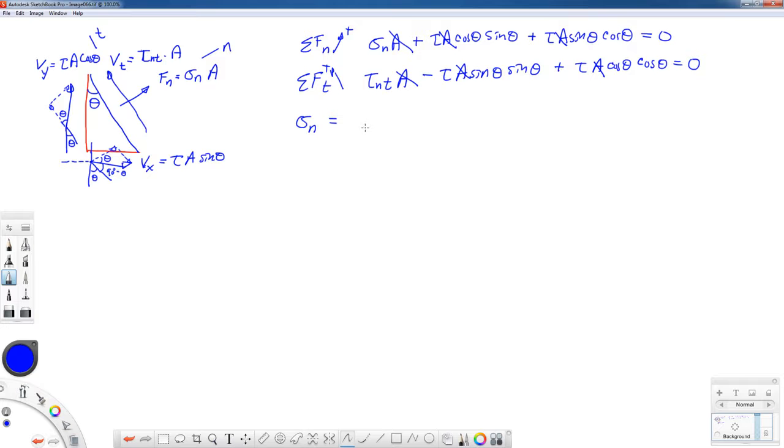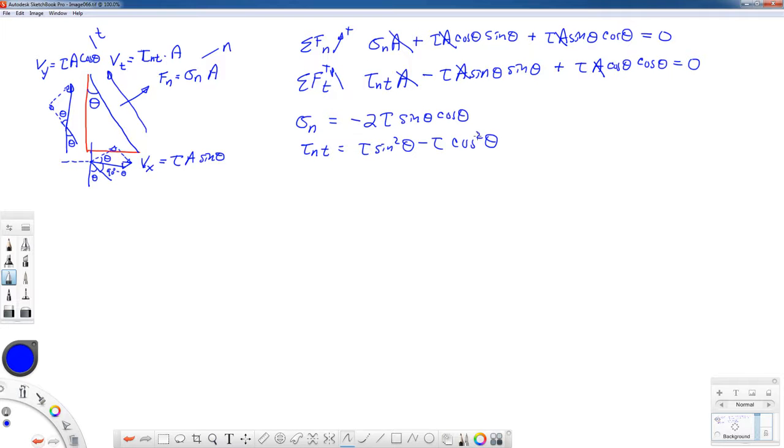So let's see, sigma n, if I move these to the other side, I'm going to have minus 2 tau, let's write it this way, sine theta cosine theta, and tau nt is going to be equal to, let's see, move this one over, so that's a plus tau sine squared theta, but then a minus tau cosine squared theta. Okay, so that's what it is.